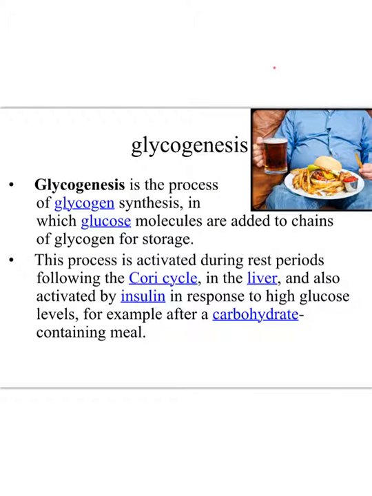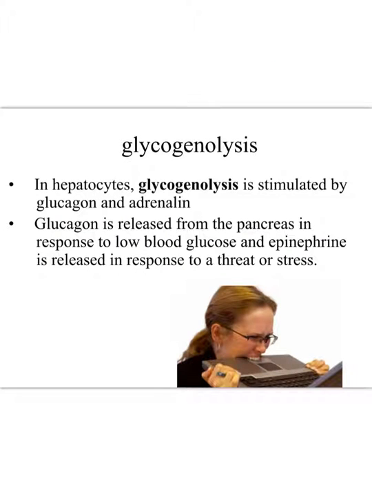Glycogenesis is the formation of glycogen, just as it would sound, and glucose molecules are simply added together to form the polymers of glycogen. And you'll also see this in the Cori cycle, and you'll also see it stimulated by insulin after you've had a large sugary meal. The opposite of glycogenesis is glycogenolysis. So again, break this term down. So you've got destruction of glycogen.